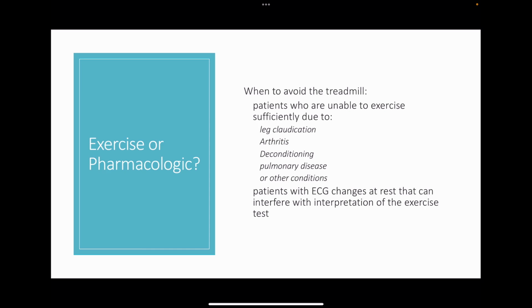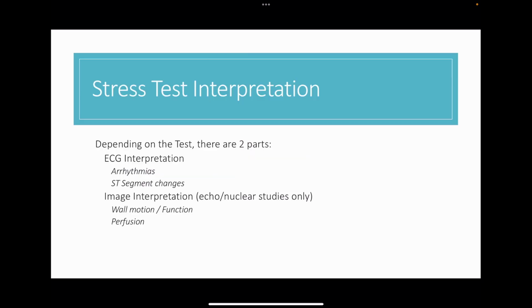When to avoid a treadmill: if they can't exercise due to leg claudication, arthritis, deconditioning, or pulmonary disease, these people can't walk on a treadmill, so don't put them on a treadmill stress test. Their heart rate will never get as high as you need it to see changes. So do a chemical one. Any patient with ECG changes at rest can also interfere with the test.